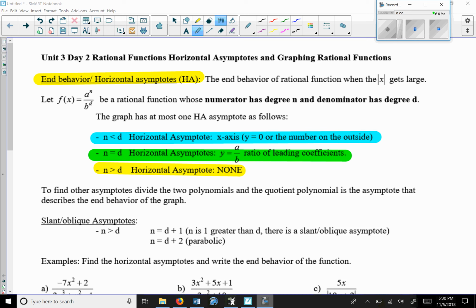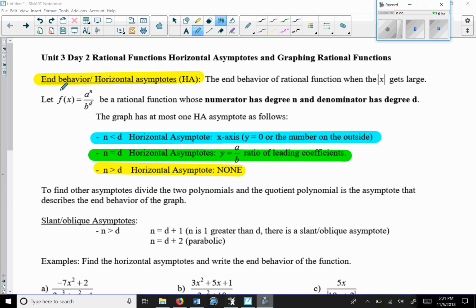Unit 3, Day 2, Rational Functions, Horizontal Asymptotes, and Graphing Rational Functions. So we're going to first talk about our end behavior, which comes from the horizontal asymptotes of your graph. The end behavior of a rational function when the absolute value of x gets large.